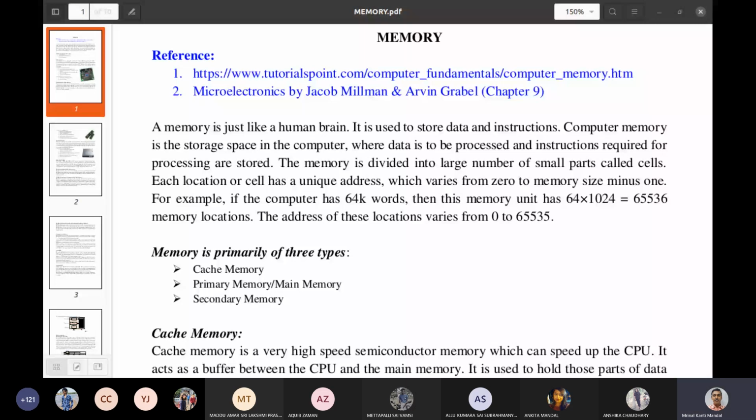Now we will start. Now today we will discuss memory circuit.